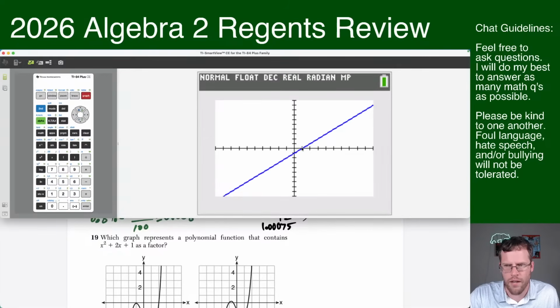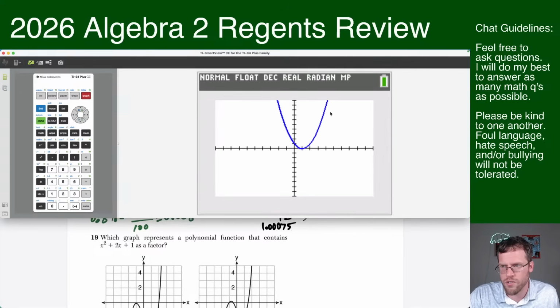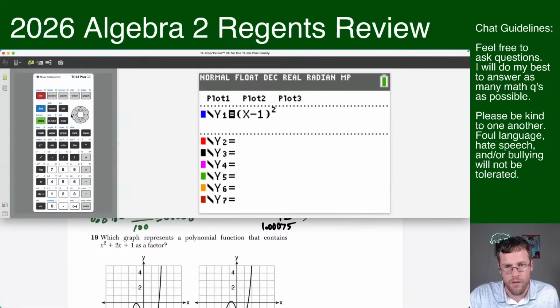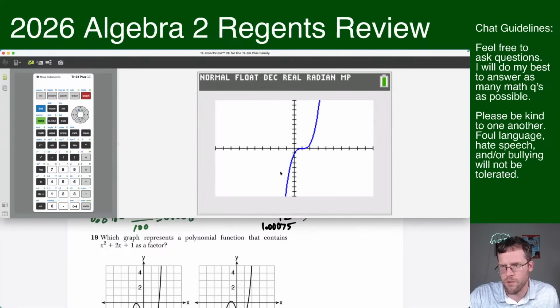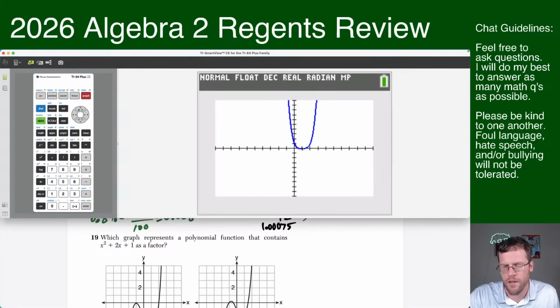See how here the graph goes through the x-axis. If I change this to a 2, x minus 1 squared, that's an even power. Now the graph is tangent to the x-axis. It touches the x-axis at one place at x equals 1. If I change that power to a 3, then see how it goes through the x-axis? And if I go to 4, an even power, it's back to being tangent again. Okay, so that's what's going on.